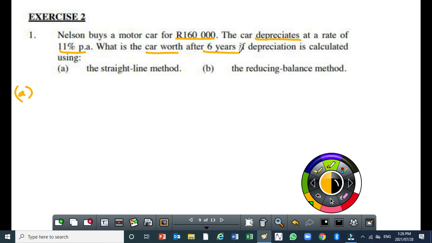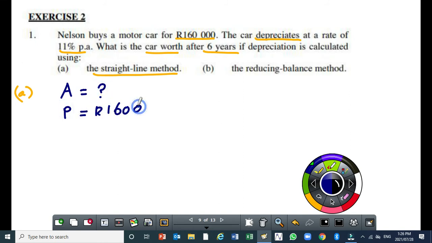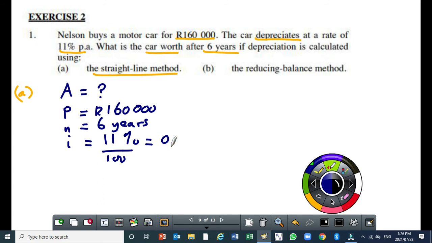If depreciation is calculated using the straight line method, that's the simple interest formula. This is depreciation now, so we list whatever information we have got. Our A here, we don't know. P is 160,000. N here is 6 years. And our depreciation rate is 11%. I can convert it to a decimal, but I can write it as 11 over 100.